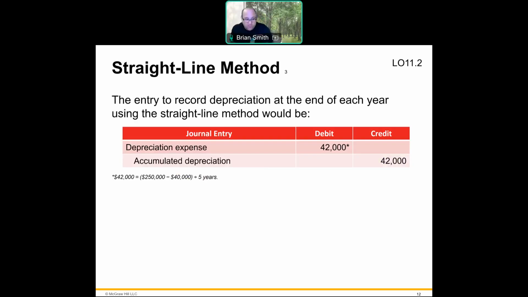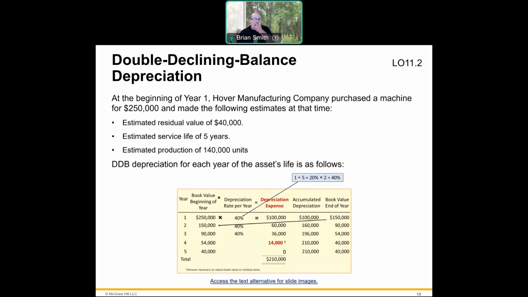Your journal entry to record this should be debit to depreciation expense, credit to your accumulated depreciation, which bonus, what is the type of account accumulated depreciation is classified as? Your answer should be a contra asset. Now, this should be very familiar again. This should be a refresher for you. You should know this stuff from your financial accounting, but hopefully this is a good refresher for you.